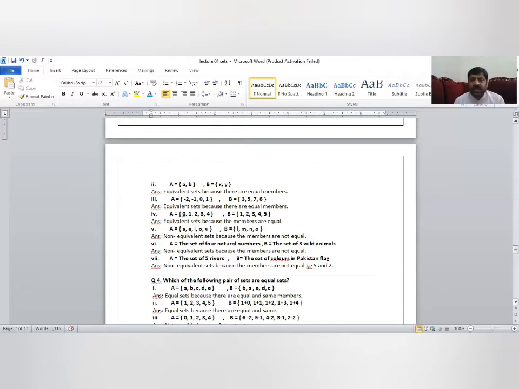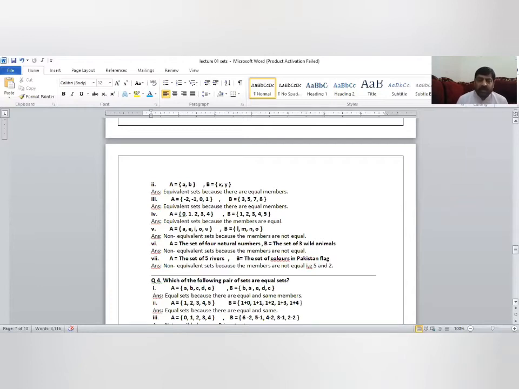Now, dear students, in the 7th part, I have a set, number 8: the set of 5 rivers, quantity 5. And the set of colors in Pakistan. We are very familiar with the colors of the Pakistan flag. Our national flag has 2 colors, which means quantity 2. In the first, quantity 4. So the answer is non-equivalent sets.